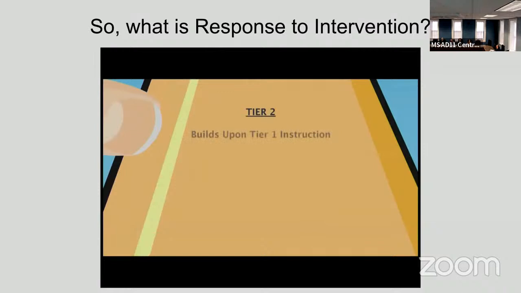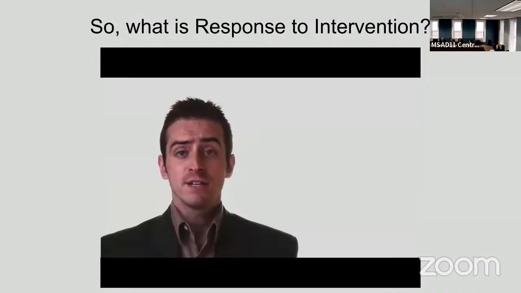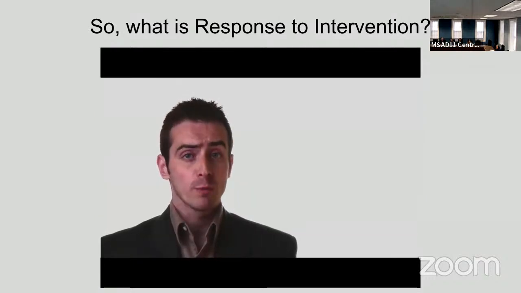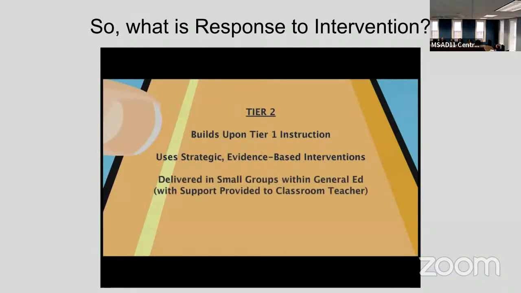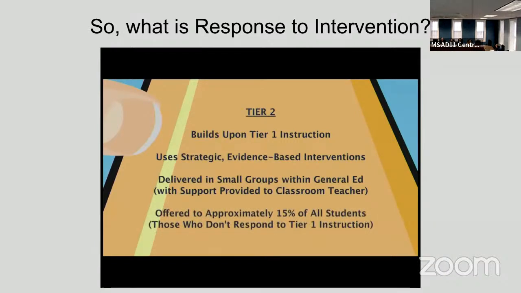Tier 2 interventions build upon the differentiated instruction provided at Tier 1 by offering students more systematic instruction and interventions strategically designed to help them catch up in areas of difficulty. These interventions are usually delivered to a small group of students within the general classroom, either by the classroom teacher or by another team member supporting the teacher who has also been trained to deliver the interventions. Tier 2 interventions will be offered to the 15% of students for whom Tier 1 instruction was not sufficiently intensive to meet their specific learning needs.